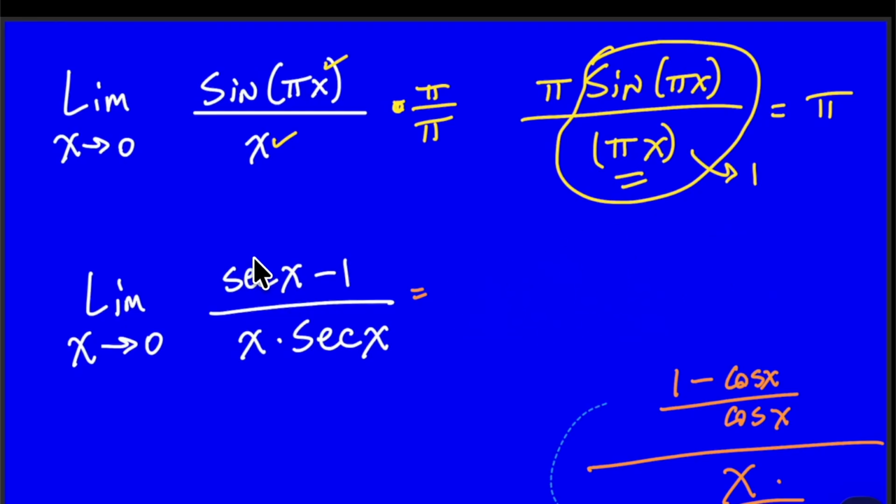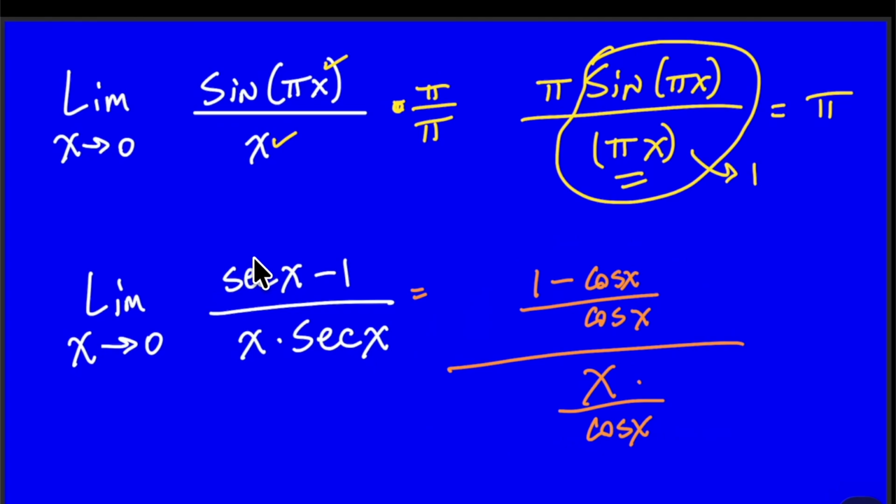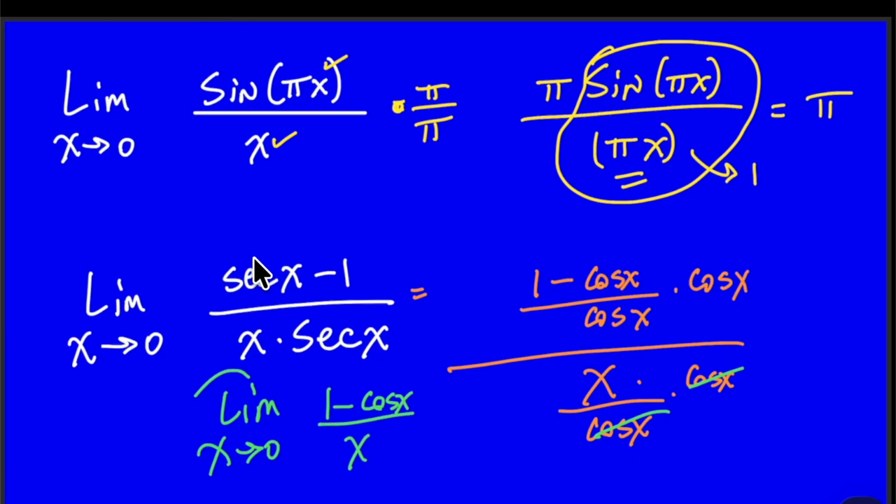Okay, now we have this complex fraction, and we see if we multiply top and bottom by cosine x, then we're left with the limit as x approaches 0 of 1 minus cosine x over x, and we recognize this as one of our big 5s. This is 0.